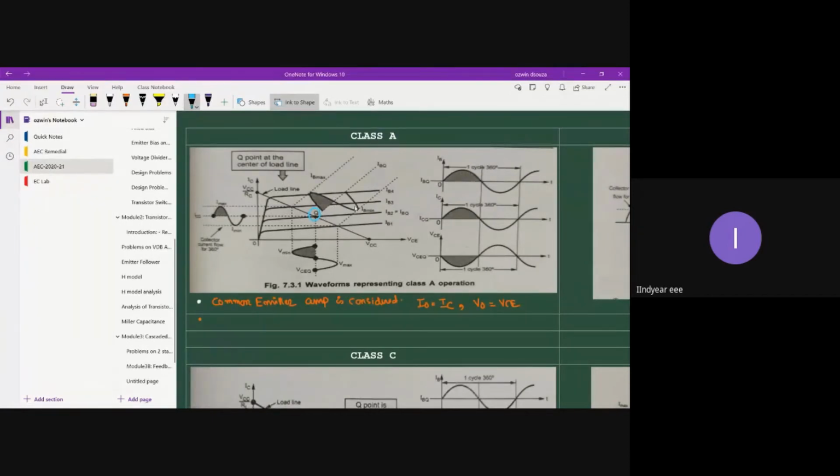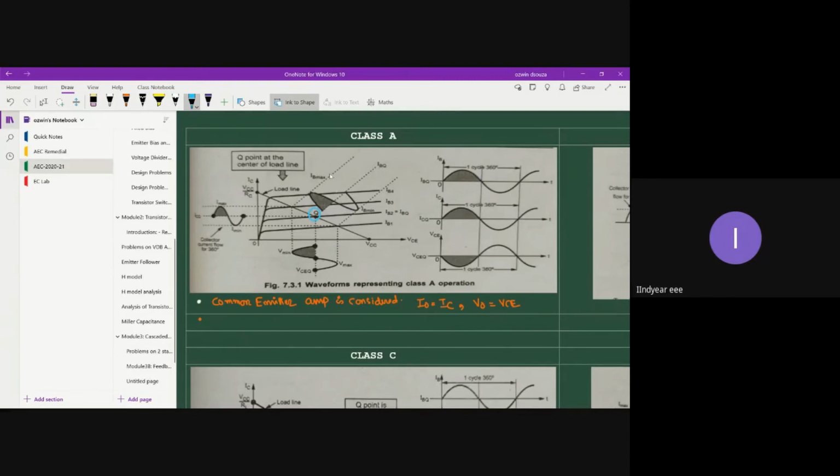if you look at the base current signal, you will get a symmetrical base current signal. Okay, what do you mean by symmetry? The positive half cycle, if it is matching with the negative half cycle, you would say the signal is symmetrical in shape. So by placing the Q point at the center of the load line, what you get is a complete 360-degree swing of the input signal.